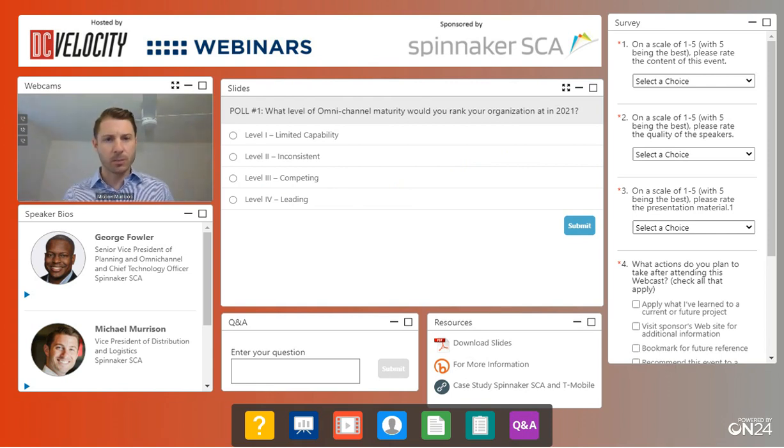Level 2, inconsistent. We're starting to see that roadmap form and maybe making some initial investments. Level 3 is competing. We've implemented several of them. Now we still have work to do. Level 4 is leading. We feel like we're leading within our space against our peers, and we're continuing to invest in more advanced technology to evolve our omnichannel strategy. So if you could give us your feedback, it'll help us tailor content as we proceed and see where everybody is.